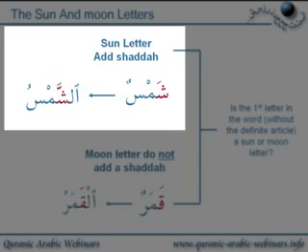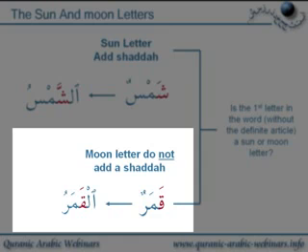Now let's contrast this, or compare it, whichever way you want to look at it, to a moon letter. So we do the same thing again, and the rule is if the first letter is one of the moon letters, we do not add a shadda to it when we prefix the word with the definite article. So here we've got the word qamar, and the full word with the grammar would be qamarun. Okay, so indefinite noun. Prefix it with the definite article, it becomes al-qamaru. Okay, so we've dropped one of the dhamma.